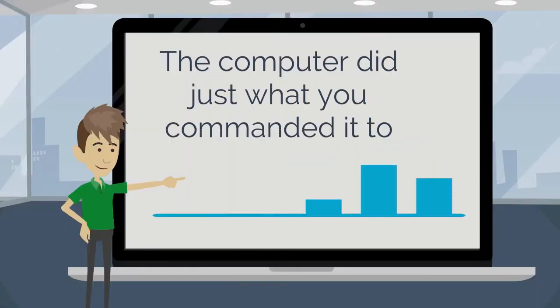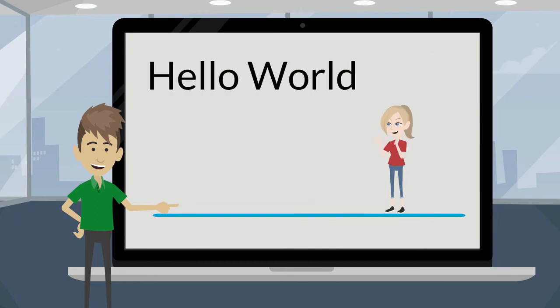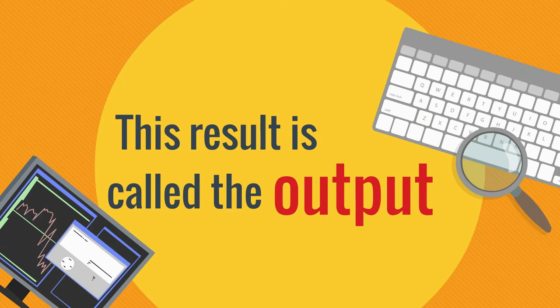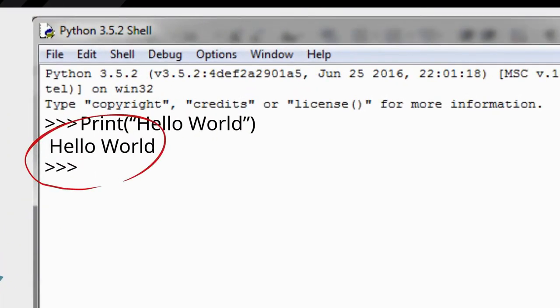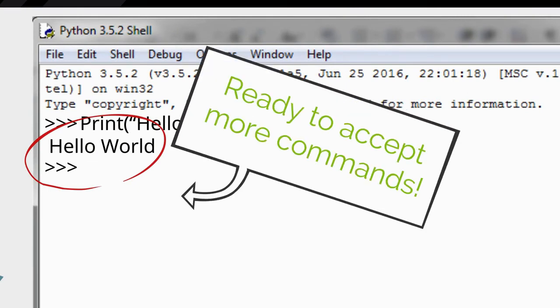You see, Sophie, the computer just did what you commanded it to. You asked it to print Hello World, and it did. It gave you the result of your command. This result is called the output. Notice that the prompt reappears after giving the output. This is to let you know that the Python shell is ready to accept more commands.